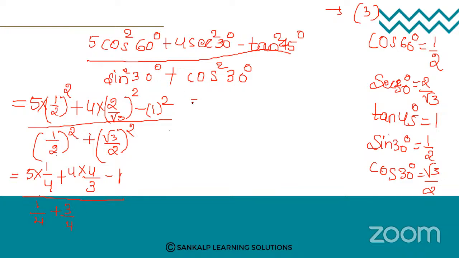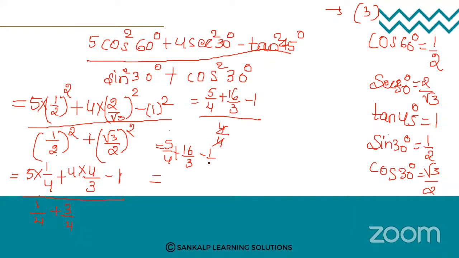Now 5 into 1, it is 5 divided by 4 plus 4 into 4, it is 16 divided by 3 minus 1 divided by denominator is 4. 1 plus 3, it is 4. 4 and 4 will get cancelled. So what remains here? Only 5 divided by 4 plus 16 divided by 3 minus 1. Now, my dear children, here it is cancelled. So no need to write 1.